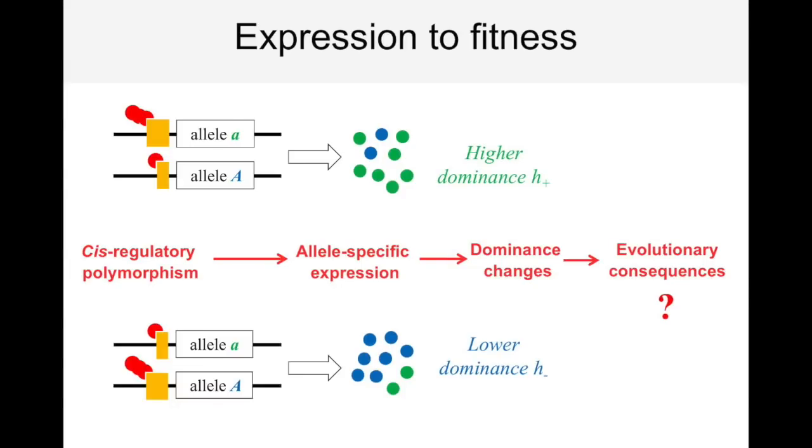So you want to ask, well, if you've got mutation on those sequences, then you will have allele-specific expression, then you will have changes in the dominance. So what are the evolutionary consequences of that?